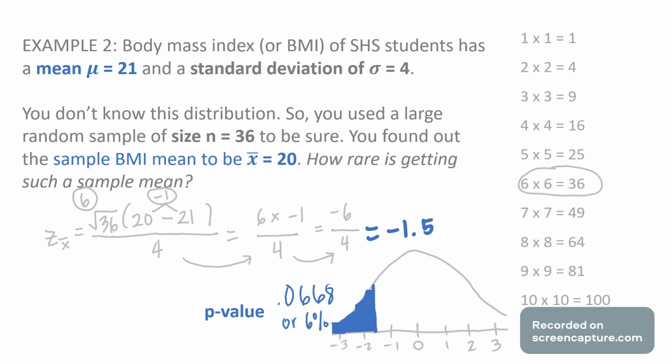This means that this is the probability of getting a sample mean of 20 or even lower when we are expecting a mean of 21 all along. This is the application of the central limit theorem.